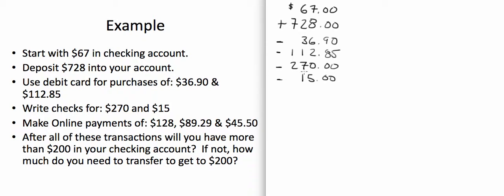So you subtract both of those out, and then here are your online purchases. This is the new wrinkle compared to what we've been doing normally. So we're going to subtract out $128. We're also going to subtract out $89.29. We also subtract out $45.50.